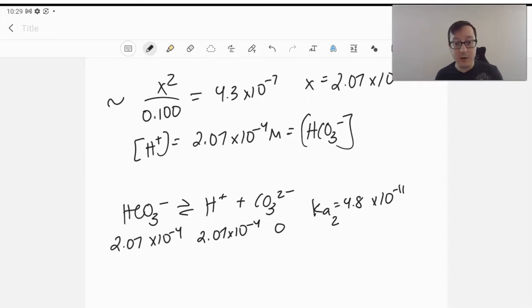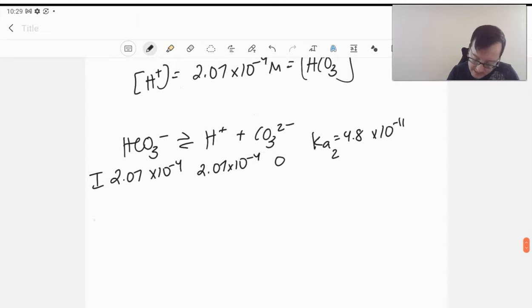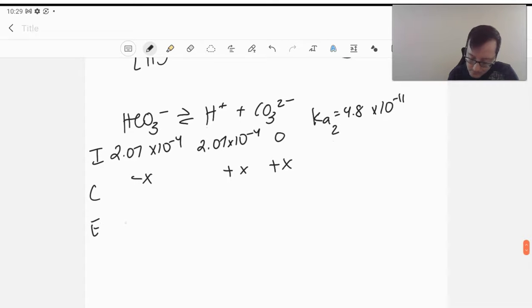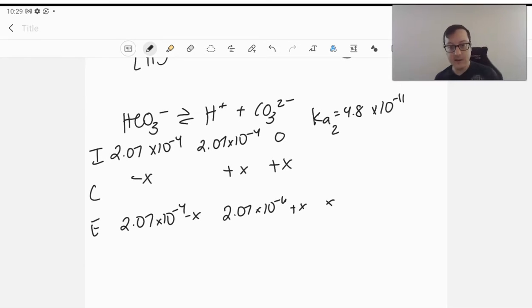We're going to have 0 of the carbonate. Of course, that's going to make our Q equal to 0. And since Q is equal to 0, we're going to, again, proceed in the dissociation. So here's our ICE table: minus x, plus x, plus x. 2.07 times 10 to the negative 4 minus x, 2.07 times 10 to the negative 4 plus x, and x.